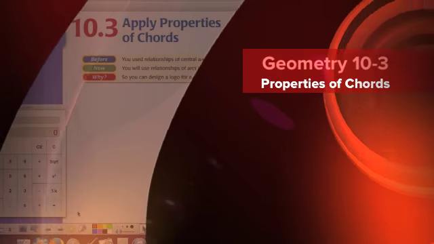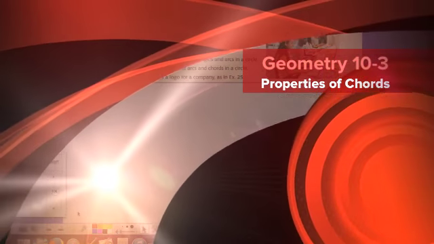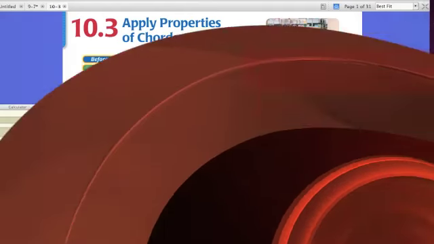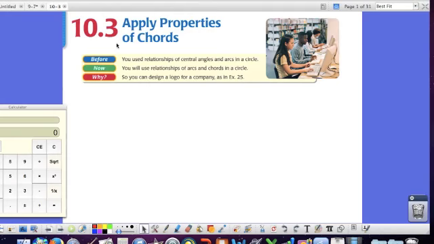My Valentine's Day fun continues. I've made video 10.1, 10.2, and now 10.3. We're going to apply properties of chords. We are going to use relationships of arcs and chords in a circle.